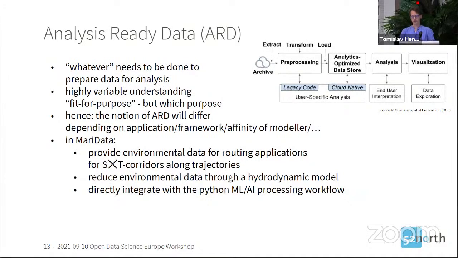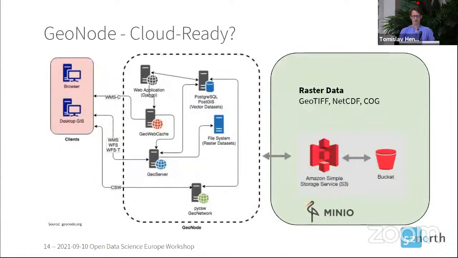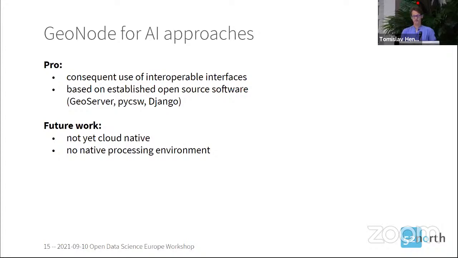Of course, we have to directly integrate the entire processing with Python machine learning in processing workflows. So there's no sense in sending the data around. We have to keep it close to the data. So we explored different solutions. We looked into GeoNode and tried how cloud ready it is for our purpose. So combining the S3 data stores, which didn't work out so well in the first place, but could be improved and was a sufficient solution in the end.